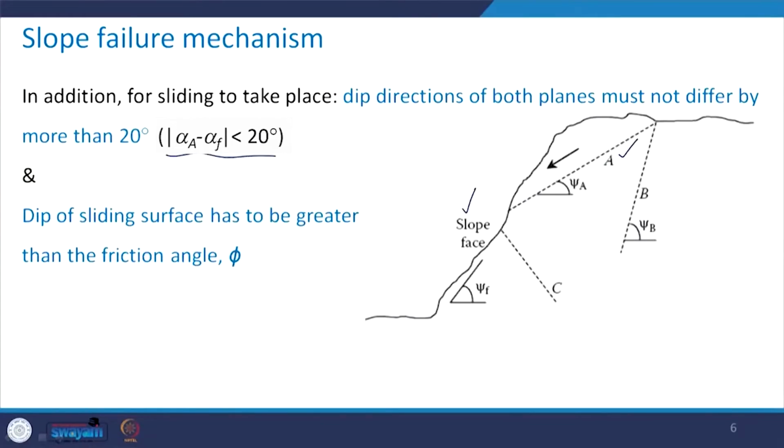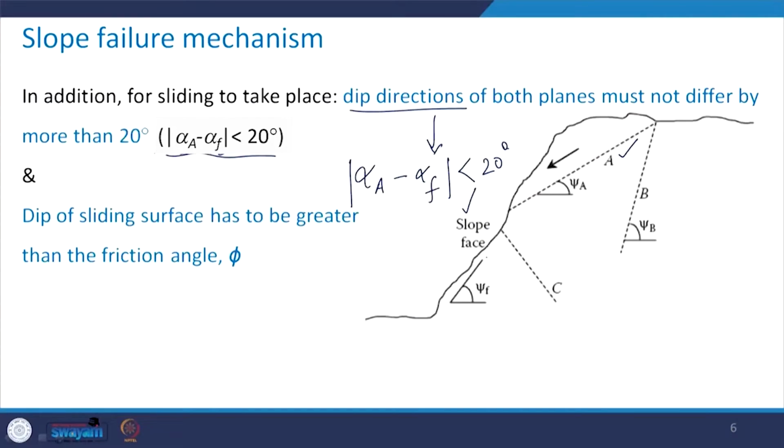So, look here, I have mentioned it in an expression form, that is alpha A minus alpha F, because it is the dip directions, and dip direction we are representing by alpha. Okay. So, this condition is going to be alpha A minus alpha F, mod of this should be less than 20 degree. Okay. So, this condition should also be satisfied.